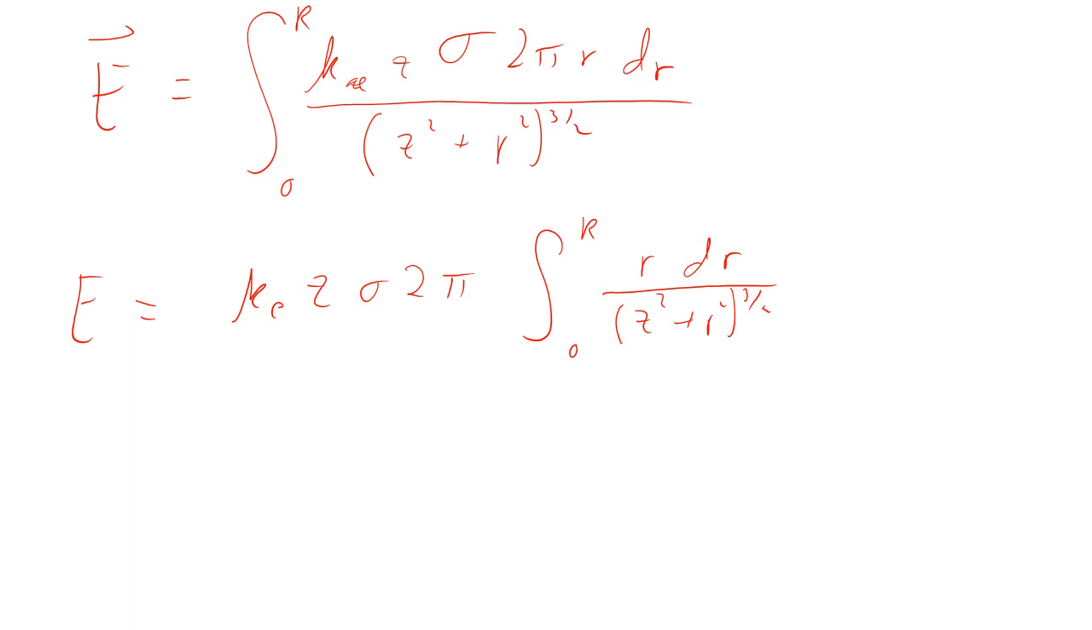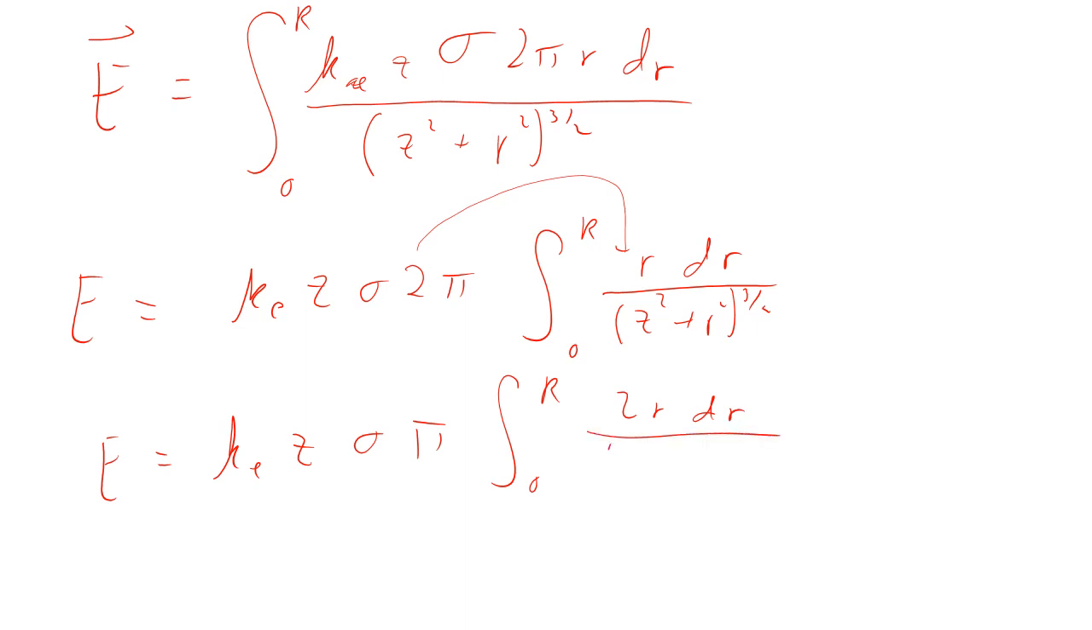All right. So now we look at that and we say, well, how do we do that? Well, if we move the 2 back in there, k sub e z sigma pi times the integral from 0 to R of 2r dr over z squared plus r squared to the 3/2, you notice that now the numerator is the derivative of the thing down here in the denominator.